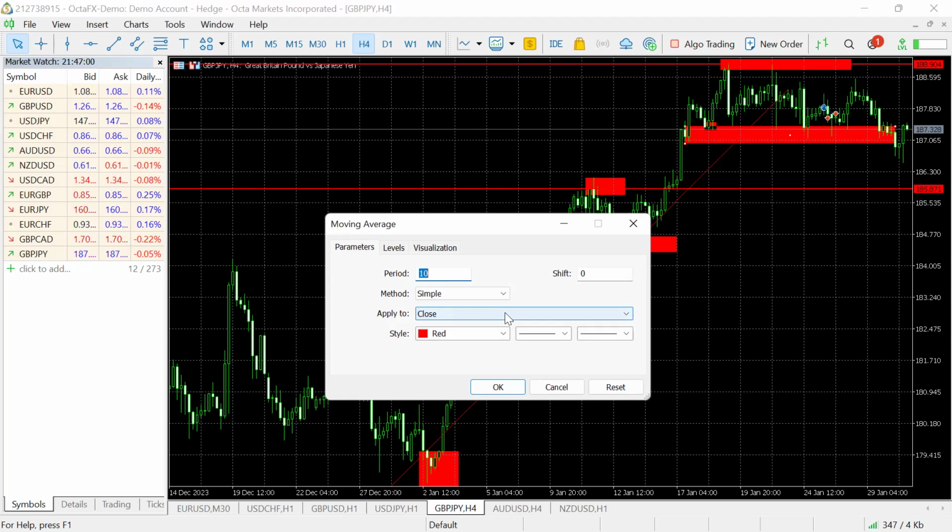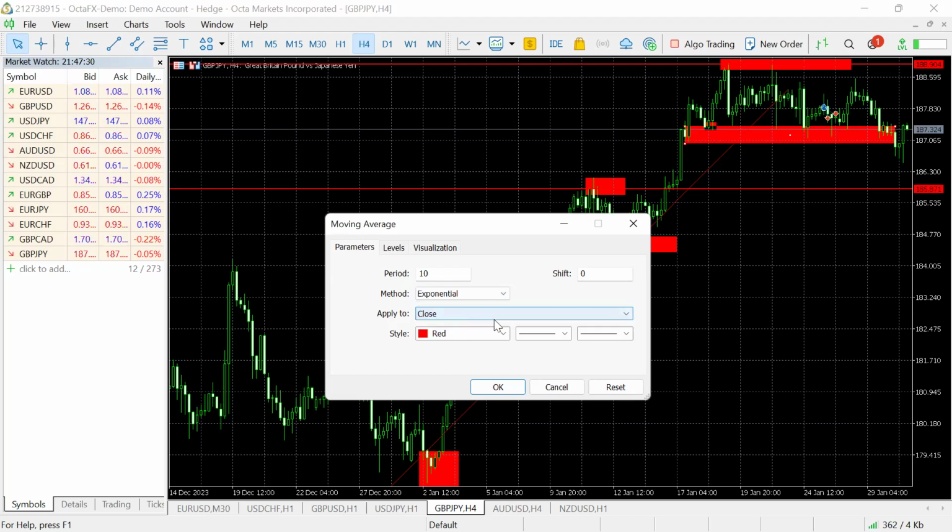Next thing will be the method. Method is the type of moving average. It can be a simple moving average, an exponential moving average, a smoothed moving average, or a linear weighted moving average. It depends on which one is more accurate for your analysis. But for this one, let's just use the exponential moving average.